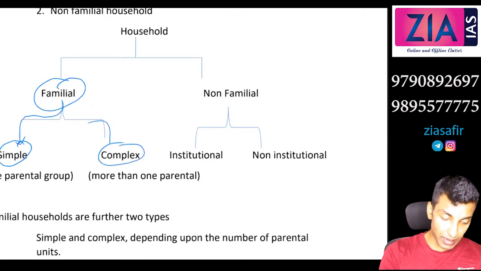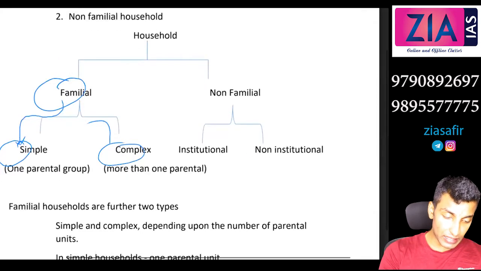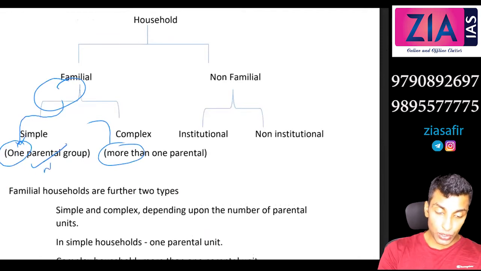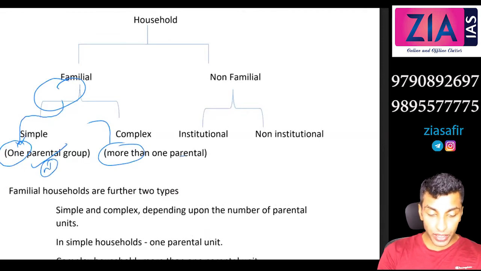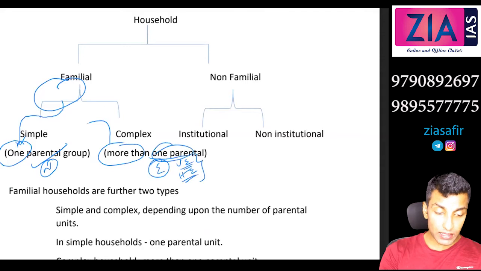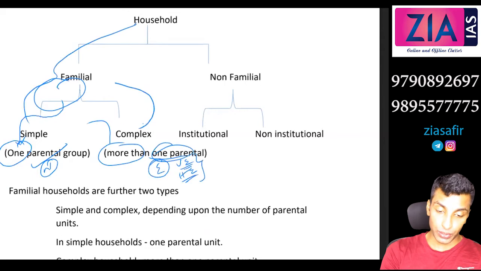Simple means one parental unit. So basically when I'm talking about one parental unit, what family am I talking about here? Nuclear family. And complex, more than one parental unit, I'm talking about extended family. Okay, don't write joint family here. Extended family. I've already discussed vertically extended and horizontally extended, or linearly extended and laterally extended, yesterday. So in both cases, more than one parental group will come. So that is complex familial household. So simple familial household, complex familial household.